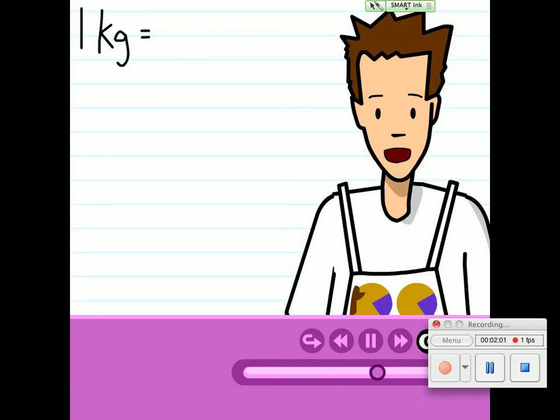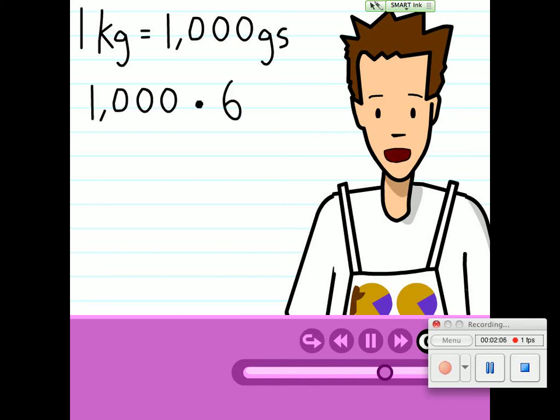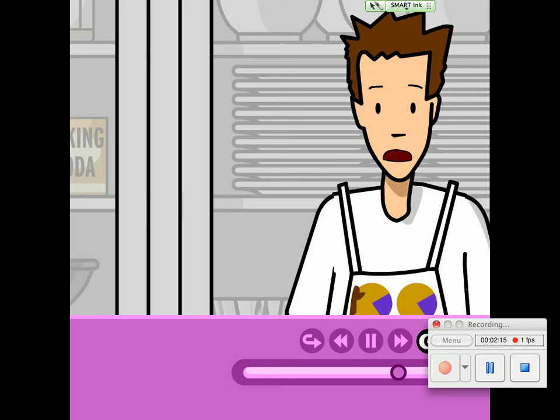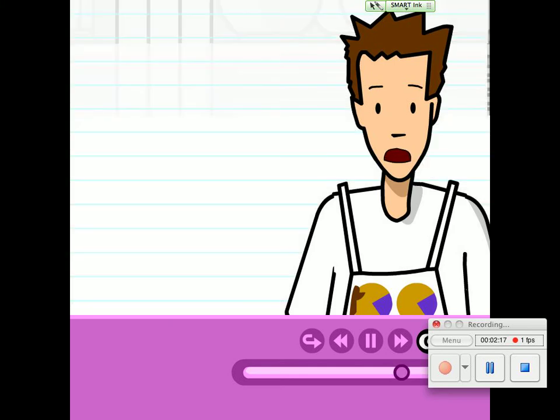You need that in grams? Okay. Well, 1 kilogram equals 1,000 grams. So we can multiply 1,000 by 6 pretty easily to get 6,000 grams. But I just told you.